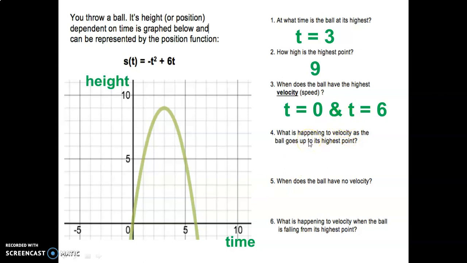Number 4, what is happening to velocity as the ball goes up to its highest point? Okay, velocity is decreasing. Again, it has its highest velocity, but then it's slowing down. So the speed of the ball is decreasing.